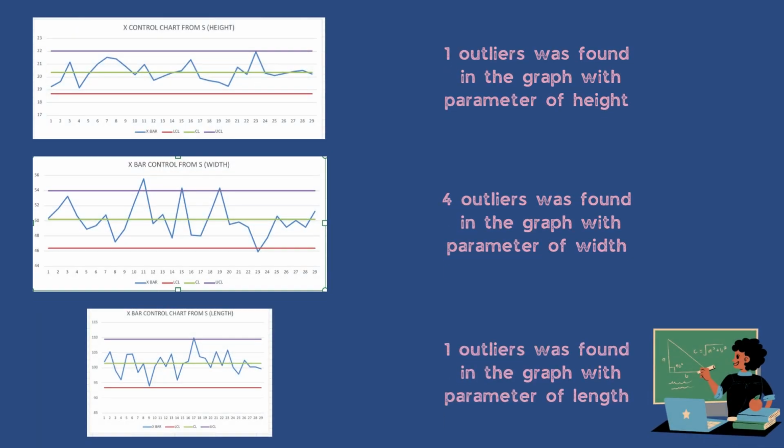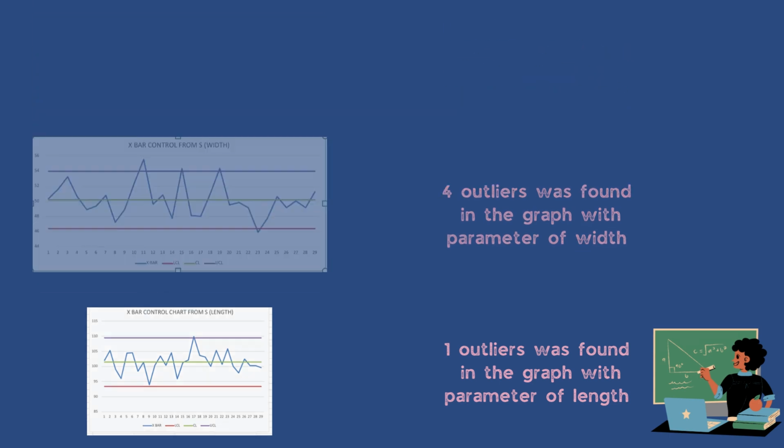Here we show the outliers found in the graphs of height, width, and length. The first graph shows the outliers found in the parameter of height. 1 outlier was found in the graph with parameter of height, while 4 outliers were found in the parameter of width, and 1 outlier was found in the graph with parameter of length.